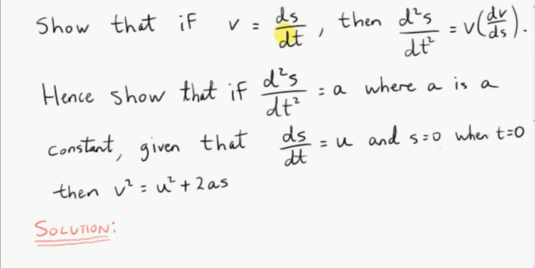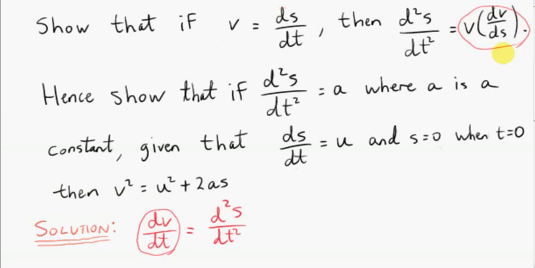Okay, so we take this equation and differentiate both sides with respect to time. If we differentiate v with respect to time, of course we have dv/dt. That's how we show that. And if we differentiate ds/dt with respect to time, we get the second derivative of s with respect to time. Okay, so the trick now is to show that dv/dt is equal to v times dv/ds.